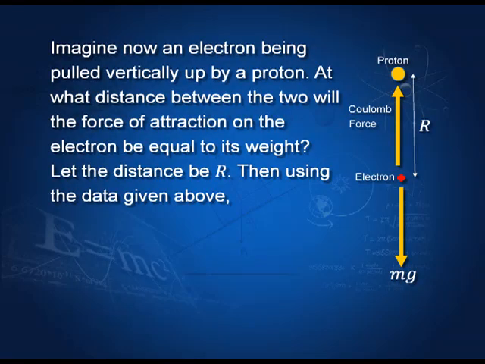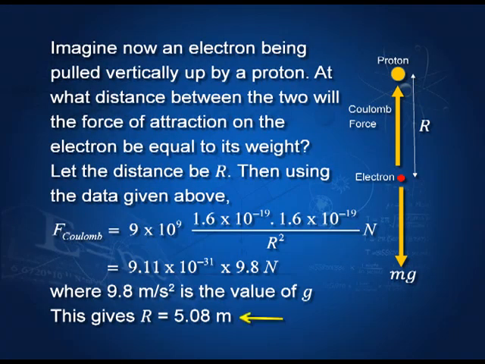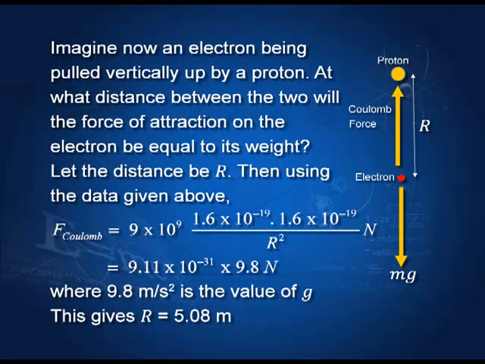So, we just find the force due to Coulomb attraction and then equate that with the weight of the electron, that is 9.11 times 10 to the power minus 31 kilograms into 9.8, and both are in newtons. In fact, you equate the two and you can get r equal to 5.08 meters. That is, if I place a proton and electron at a distance of 5 meters roughly, then the electron will not be attracted by the earth, because the force of attraction by the proton balances the force of gravity.